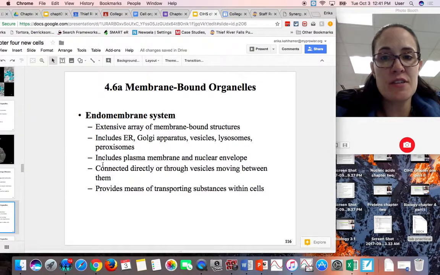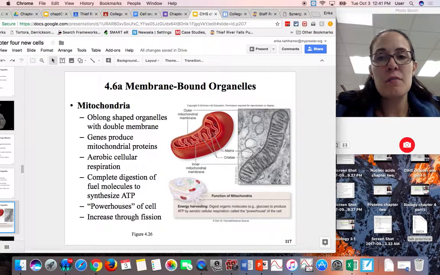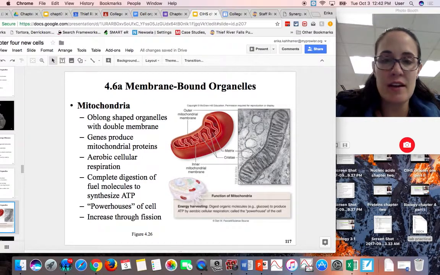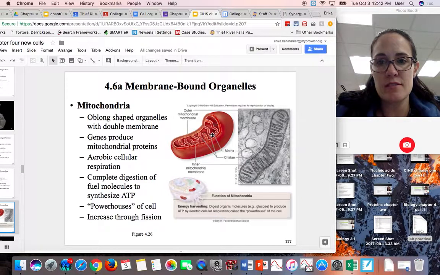All those things I just mentioned together are the membranous structures, and they're all connected in transporting things within the cell. Mitochondria is also membrane bound, but it has a very unique and different role. There's what it looks like in a drawing, and then underneath the microscope. The outer layer and the inner layer. These little folds are called cristae, and the fluid in the middle is called the matrix.